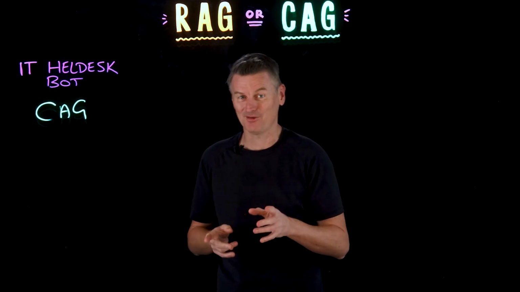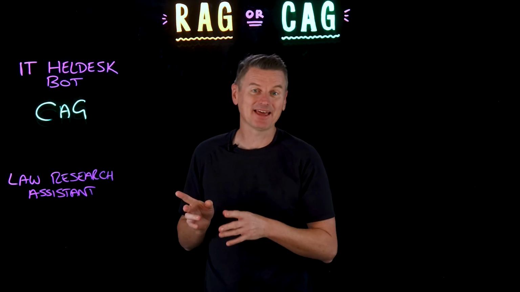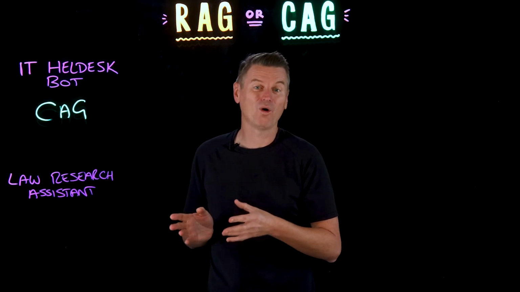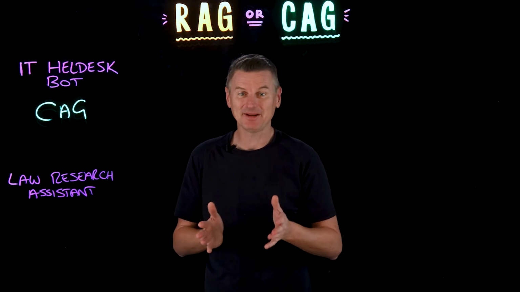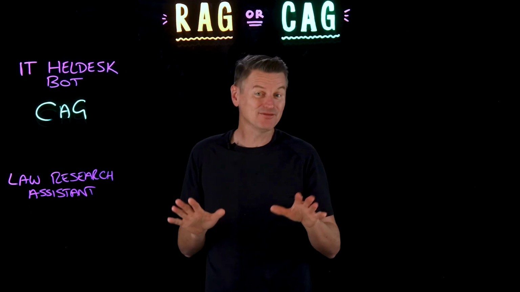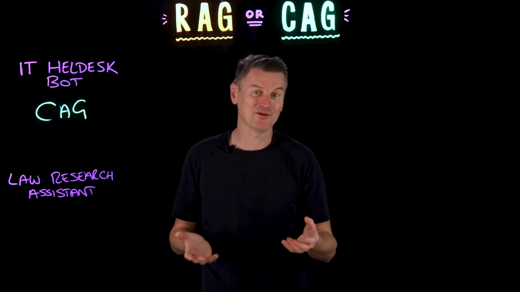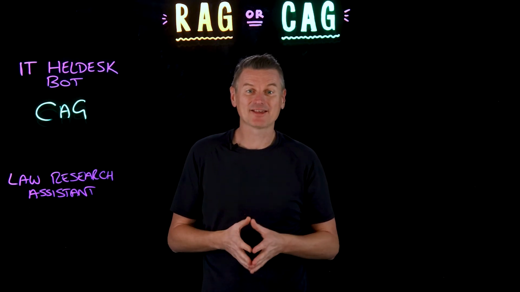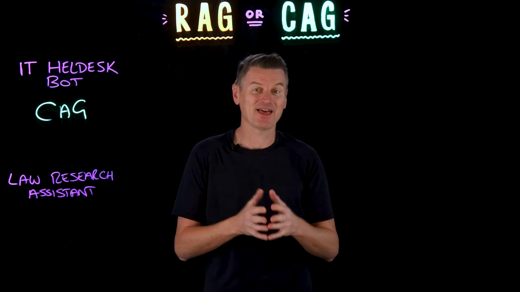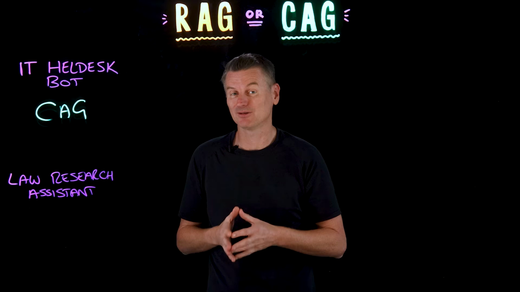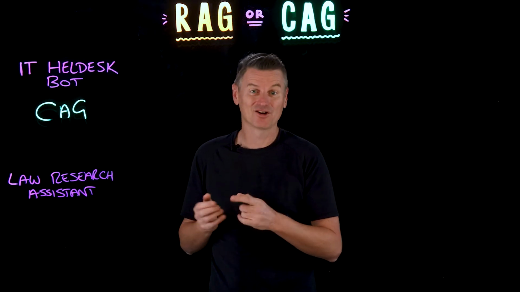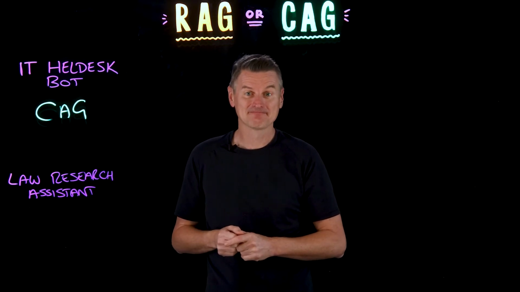What about scenario two? So with this one, you're going to be building a research assistant for a law firm. Now the system needs to search through thousands of legal cases that are constantly being updated with new rulings and new amendments. And when lawyers submit queries, they need answers with accurate citations to relevant legal documents. So for this one, RAG or CAG?